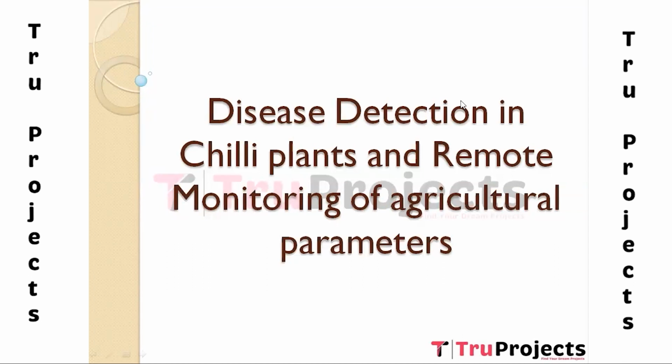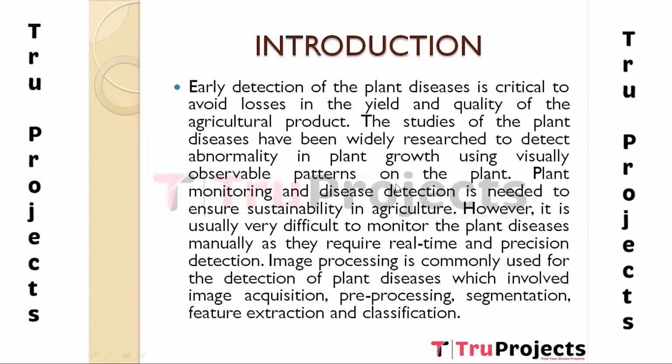Discuss the project title: Disease Detection in Chilli Plant and Remote Monitoring of Agriculture Parameters. The study of plant disease has been widely researched to detect abnormalities in plant growth using visually observable patterns on the plant. Plant monitoring and disease detection are needed to ensure sustainability in agriculture. However, it is usually very difficult to monitor plant disease manually as it requires real-time and precise detection.